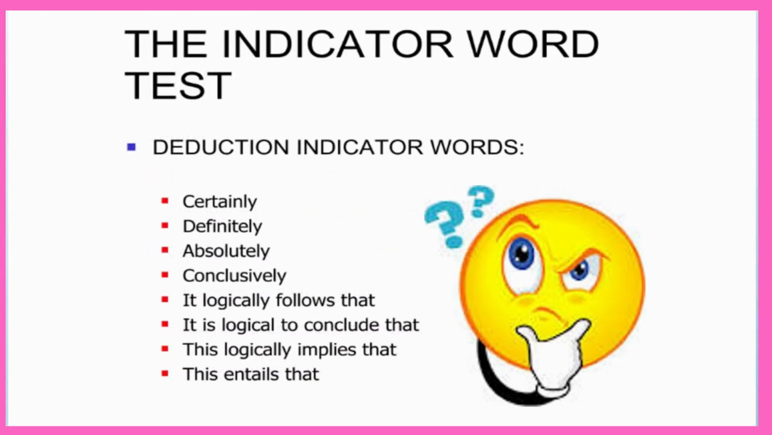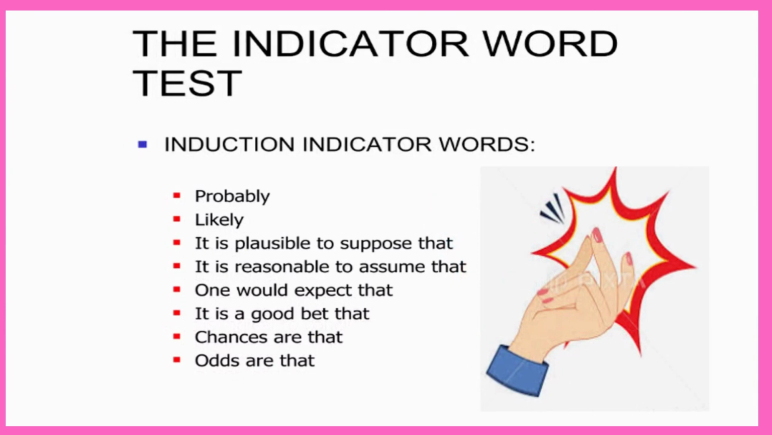So here are some deduction indicator words which will show us that it is a deductive argument. Certainly, definitely, absolutely, conclusively, it logically follows that. It is logical to conclude that. This logically implies that. This entails that. On the other hand, induction indicator words will be probably, likely. It is plausible to suppose that. It is reasonable to assume that. One would expect that. It is a good bet that, chances are that, odds are that.